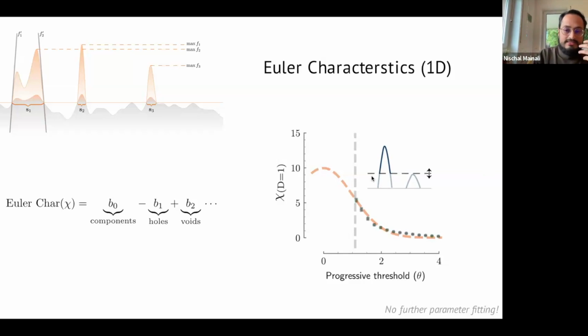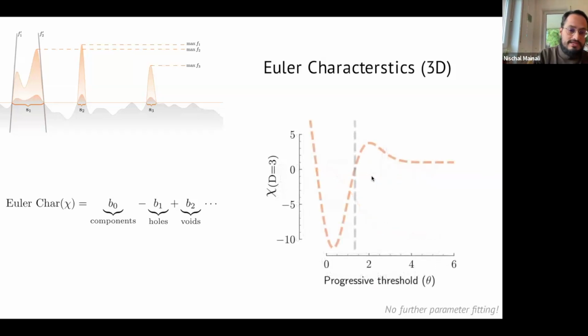Now, we can repeat this also for the 3D case. But in the 3D case, we need to be more careful because we account for not only connected components, but holes and voids. When you go to 3D place fields, there is the possibility that the fields have a hole in them, and the holes themselves can be 1D or 2D. Together, these components give a non-monotonic characteristic to the Euler characteristic. This is what the analytic prediction looks like, and this is how the data looks.